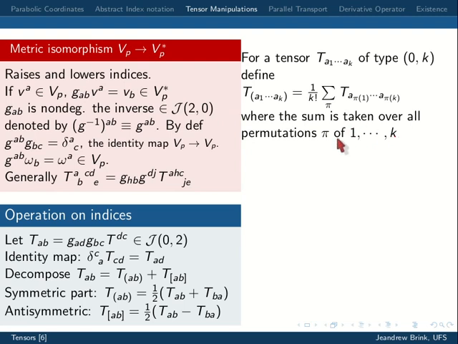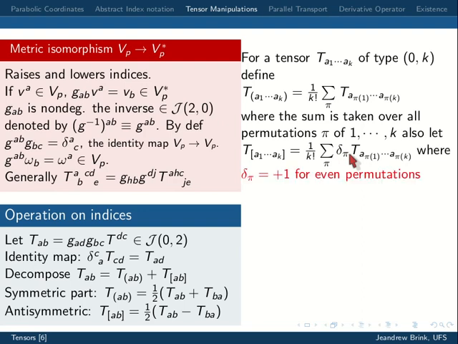Okay, so I'll write out an example now, but just to get the antisymmetric part as well, it's also the sum over all the permutations pi of 1, 2, 3, 4, but we multiply it by this funny delta pi thing over here, which I will define in a moment.